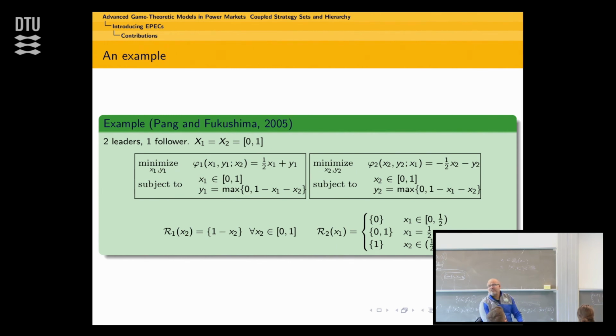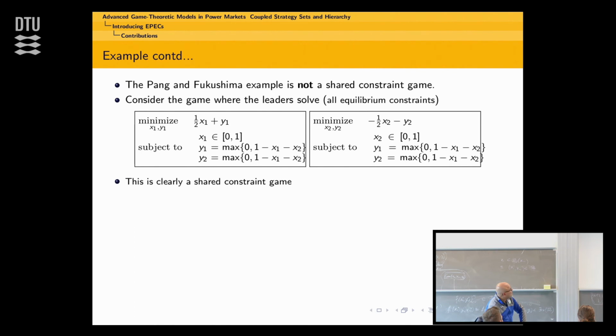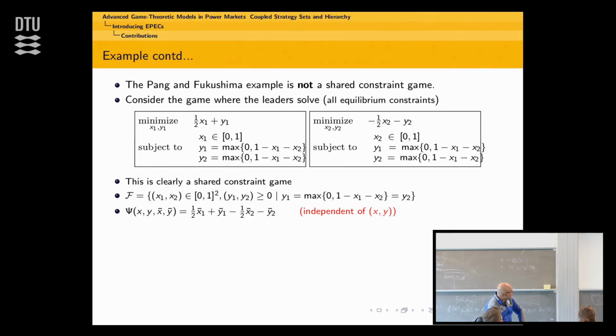Now remember what we need. We need a fixed point of the reaction map. And that's why this problem doesn't have an equilibrium: the overall reaction map doesn't have a fixed point. Now let's modify it. It's not a shared constraint game. Let's add this extra constraint. All I've done is add all the equilibrium constraints. As soon as I do that, this becomes a shared constraint game, and when it becomes a shared constraint game, it's a different game.